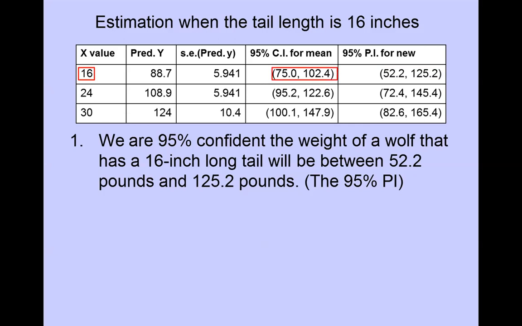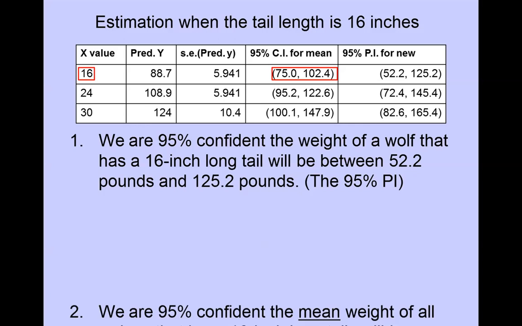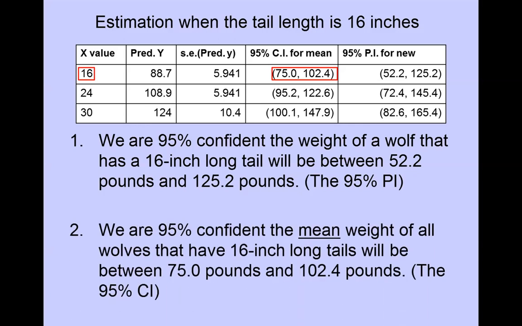In the next case, we look at the 95% CI for the mean. Interpreting this interval, we would say we are 95% confident the mean weight of all wolves that have 16-inch long tails will be between 75 pounds and 102.4 pounds.